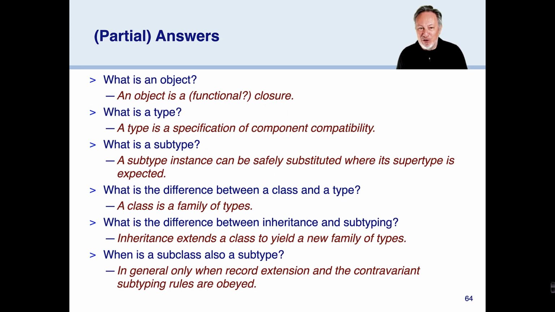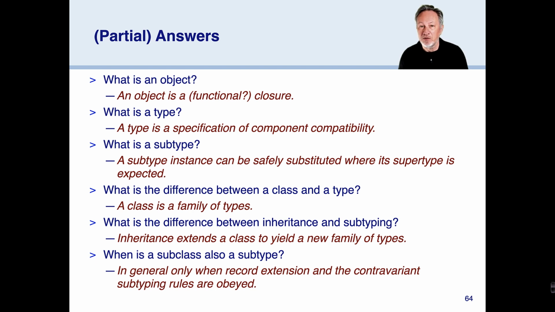So if you followed all of that, what do we have as the answers to the questions we saw at the beginning? First of all, what's an object? Well, we saw a bunch of different solutions. The most satisfying one is to think of an object as a functional closure, exactly as we saw in JavaScript. What's a type? Well, a type is a specification of component compatibility, and different programming languages offer different forms of compatibility, some with advantages and disadvantages.